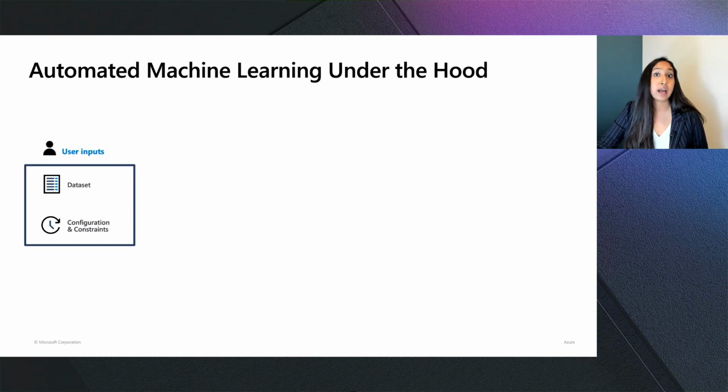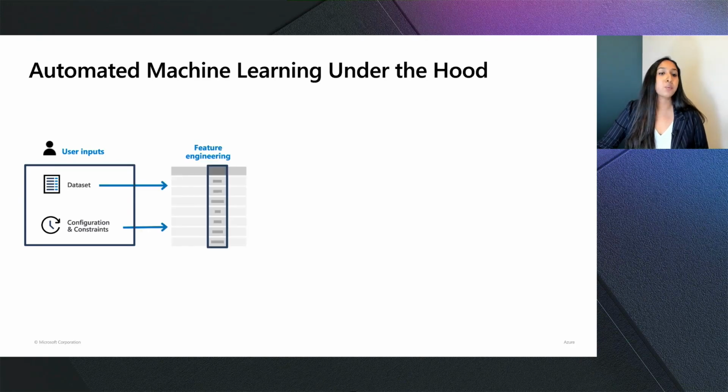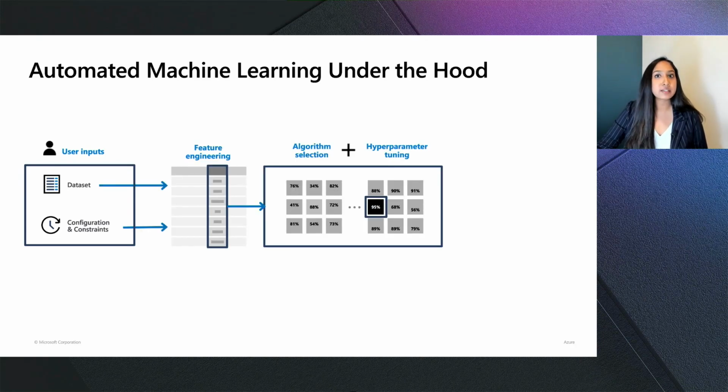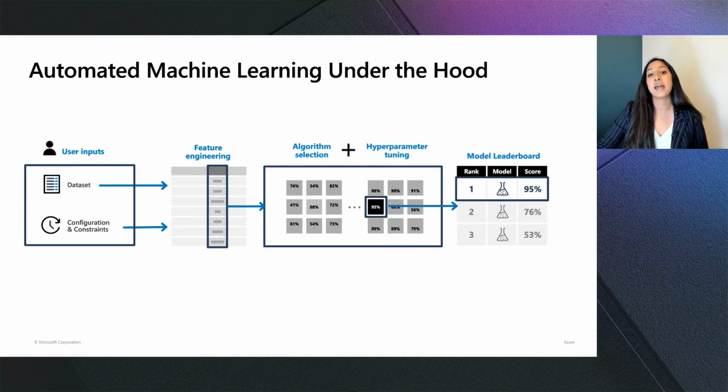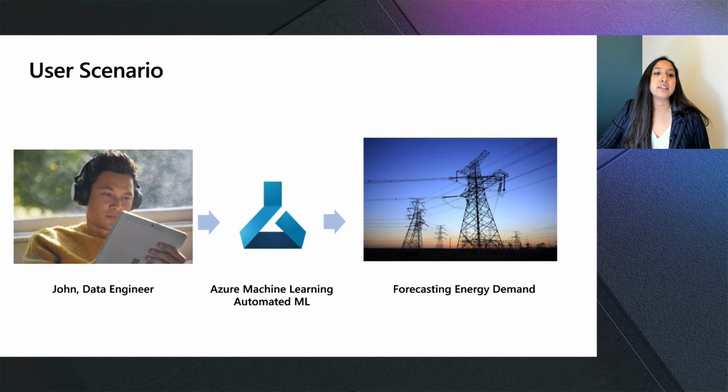Maybe you just want to run it for 3 hours, or maybe end the experiment when it reaches a specific metric value. And then what AutoML does is it intelligently tests multiple models in parallel and returns the optimized model for you.